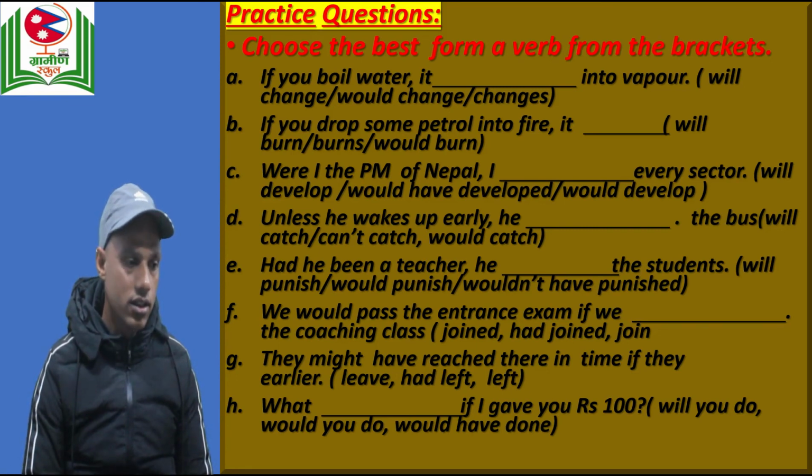Now the last question we have: what ... if I gave you rupees 100? We have the options will you do, would you do, would you have done. Can you guess the right option for this? Yes, you are right. The right option is would you do. What would you do if I gave you rupees 100? Here the if clause is in simple past tense, gave, that's why the main clause should be in would plus verb 1.